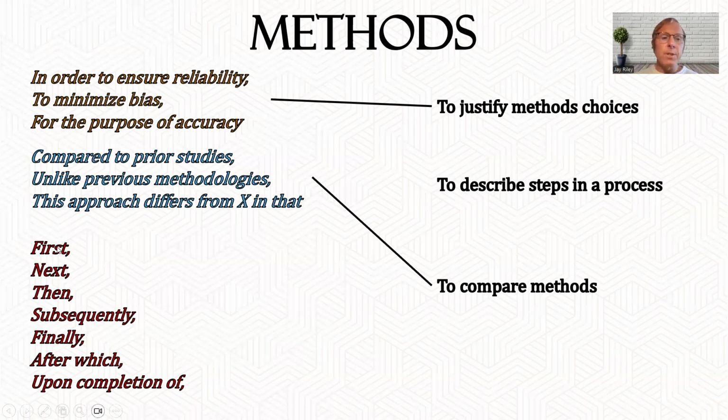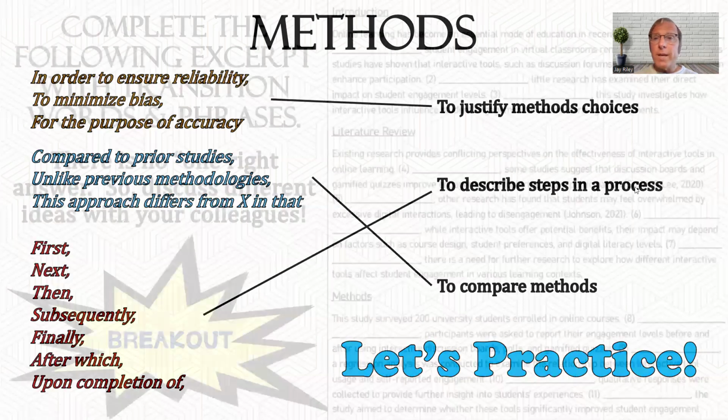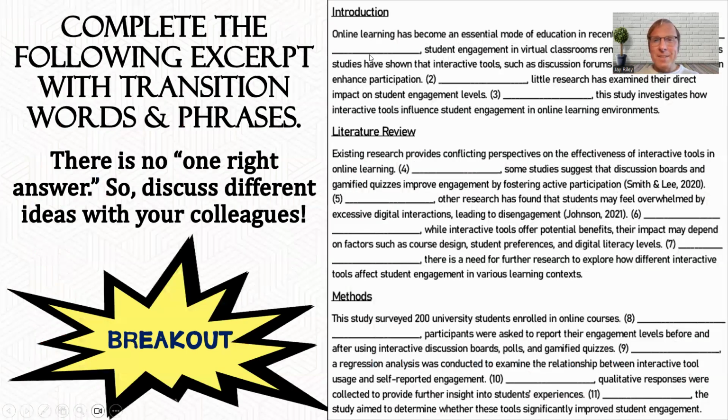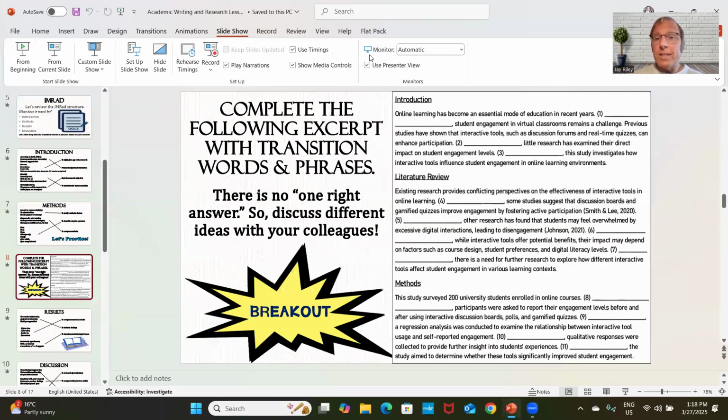And then we've got language that we often see in our method section. First, next, then, subsequently, finally, after which, or upon completion of. We're describing the steps in that process. So we have an opportunity to practice here. Okay, you've got a section of a research article here, and it's got an introduction, a literature review, and a brief method section. So remember, there's no one correct answer here, but I want you to pause the video and work through this, and then I will post the answer in our Google Classroom.